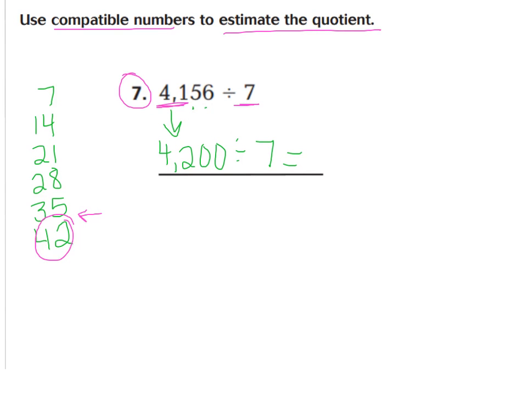Okay, you should have turned your 4,156 into a 4,200 using that 42. Well, now I need to see what 42 divided by 7 is. 42 divided by 7 is 6, plus your 2 zeros would be 600. So our answer is going to be about 600.